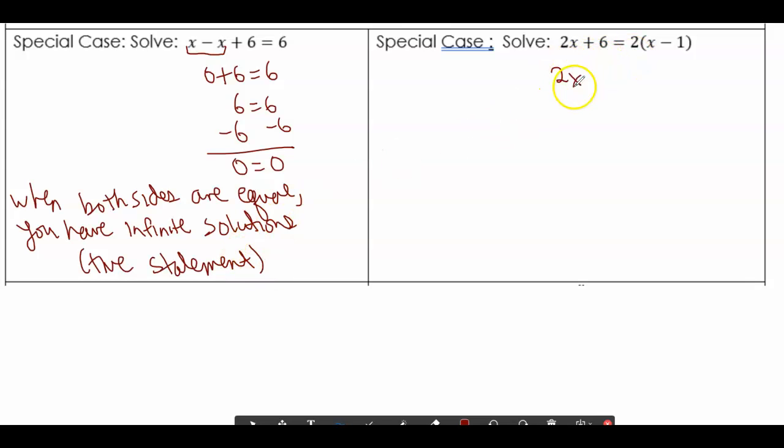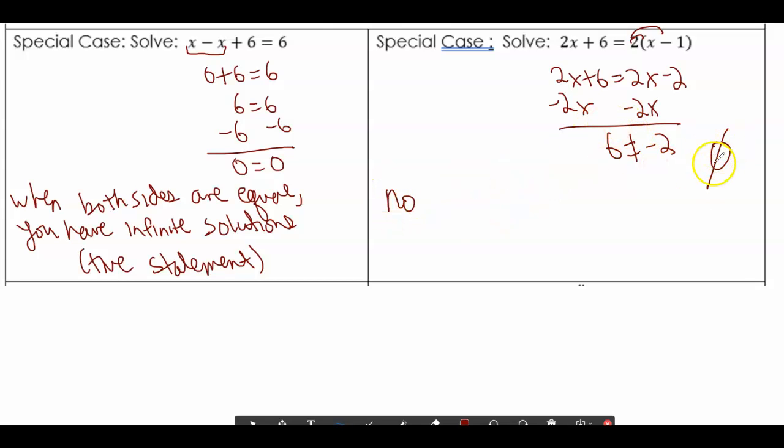If I look at this one, I'm going to distribute my 2. Six does not equal negative 2, so I have no solutions. You also may see a circle with a line through it. No solutions. You cannot write a 0. If you write a 0, people think your solution is 0. No solutions when the sides are unequal.